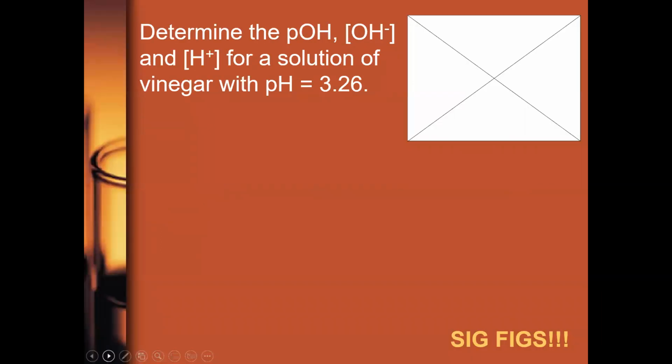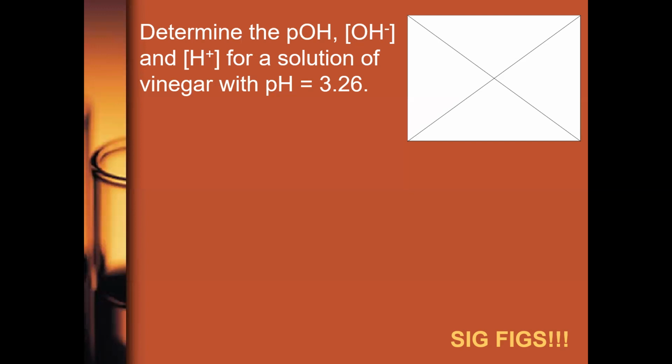All right, so some of our math that we did using those formulas in Chem 1, a lot of it was plug in and solve for X. Here it wants us to determine the pOH, the OH concentration, and H plus concentration for a solution of vinegar with a pH of 3.26. So we're going to be solving for everything that we can based off of one bit of information.